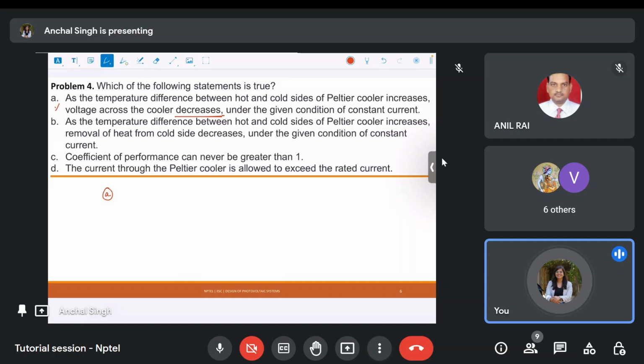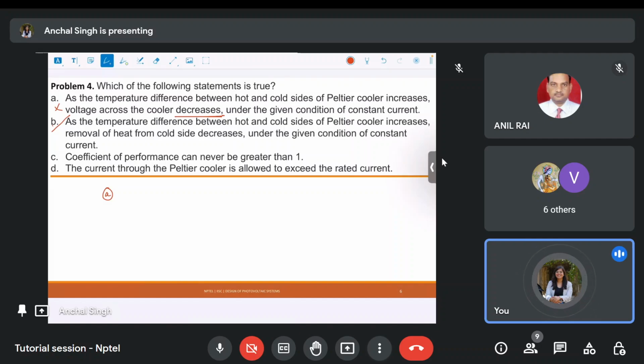As the temperature difference between hot and cold sides of the Peltier cooler increases, removal of heat from the cold side decreases under the given condition of constant current. This is right. Because as we are increasing the delta T, the removal of heat from the cold side will decrease for constant current, right?